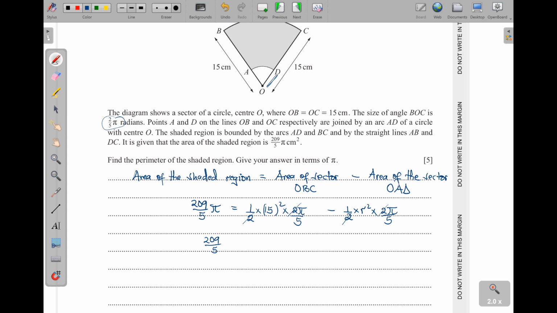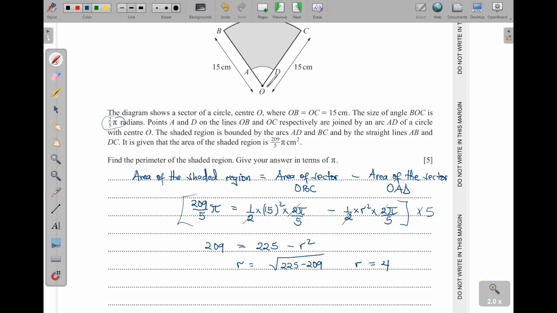So if we divide all through by pi, that one will go. Now, 15 squared will give us 225. Since the 2 has gone, and everywhere now we see 5 is there, I can multiply everywhere by 5. That means here, the 5 will go, and I will have 209. Then here I'll have 15 squared, which is 225, then minus r squared. So my r is going to be the square root of 225 minus 209. So r for this case is going to be 4.